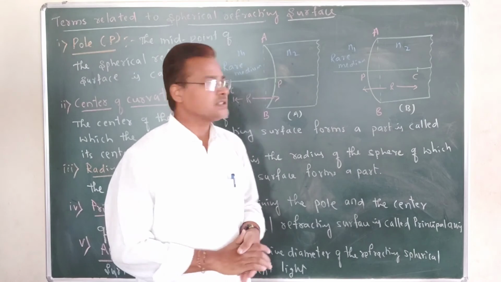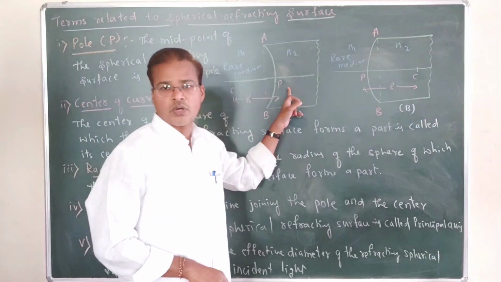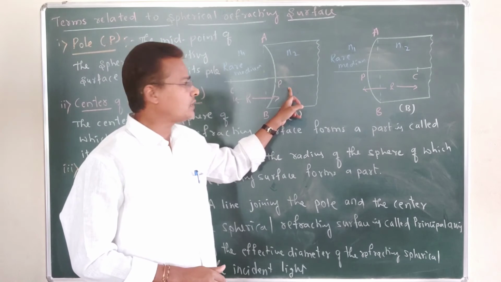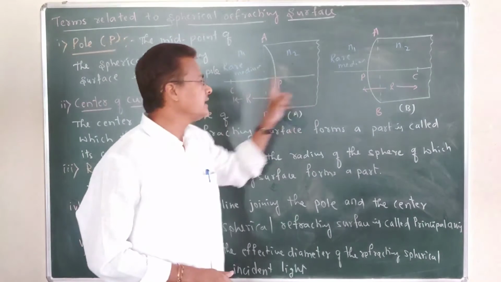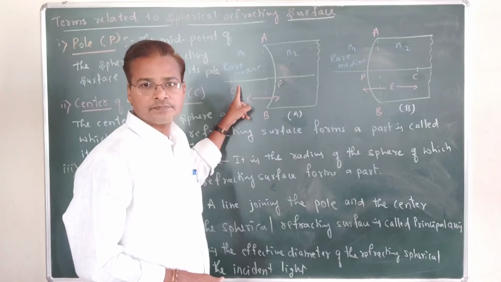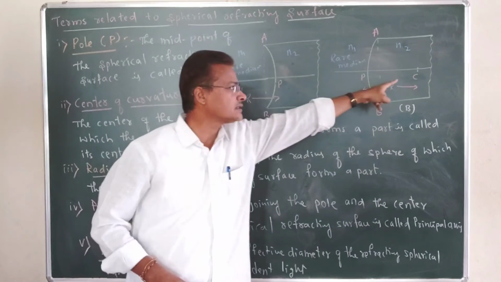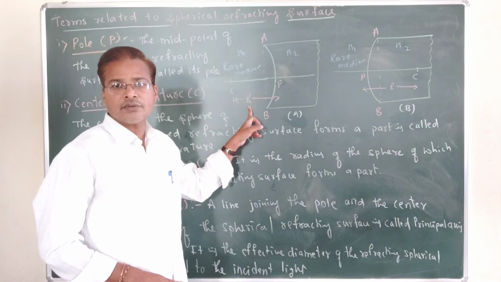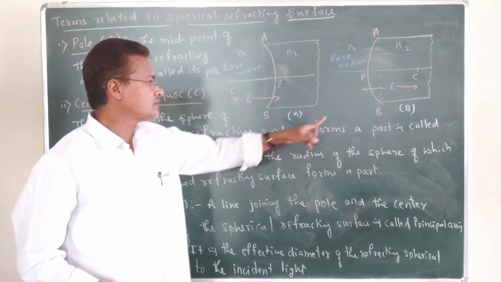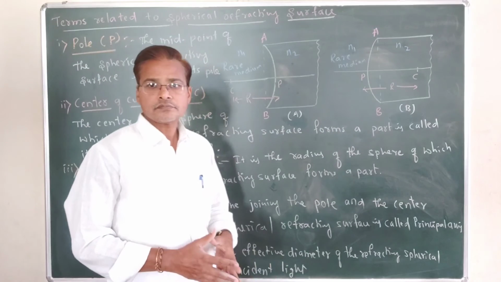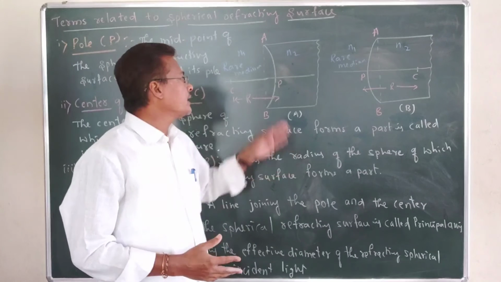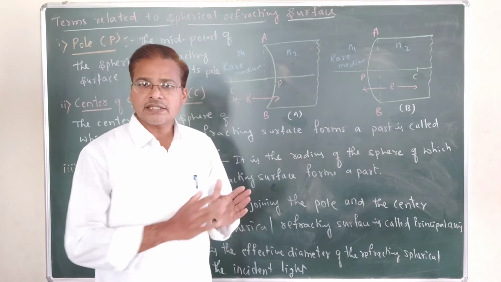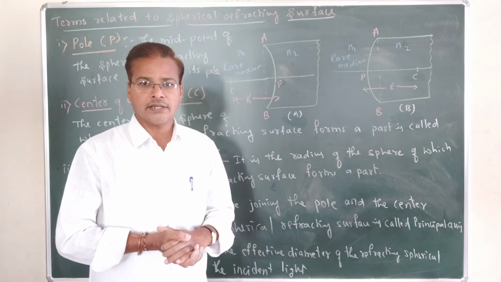In the figure, P is called the pole. Here also P is there. C is called the center of curvature. Here also we can see the center of curvature. R is the radius of curvature. And n1 and n2 are the refractive indices. So these are the terms we are going to understand now.